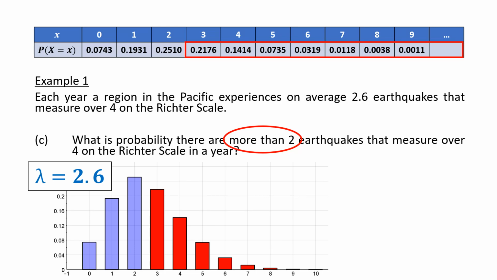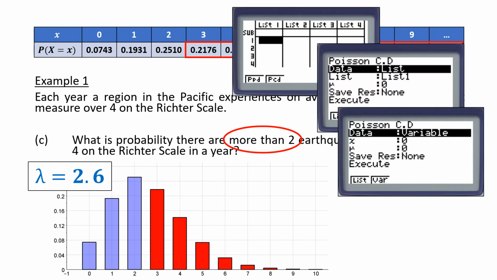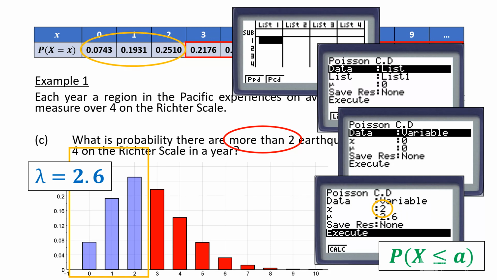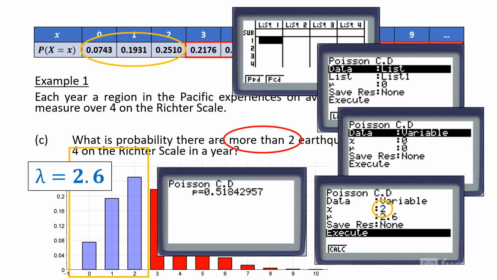So greater than 2. Okay, so we're going to Poisson cumulative once again, and we're going to enter in our parameters. But remember, the calculator is set up to be less than or equal to some number. So we've got to be clever and say, because we want more than 2, which is 3, 4, 5, 6, and so on, we're going to put x is 2, and it's going to calculate 2, 1, and 0 for us. That's what the calculator is going to calculate. And that gives us the probability of 0.5184.